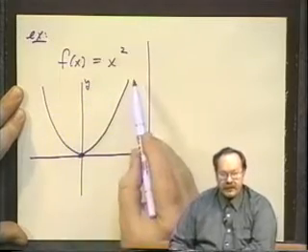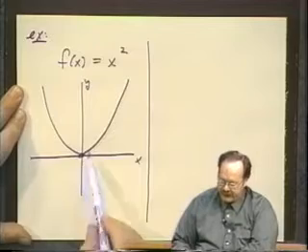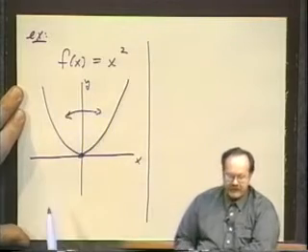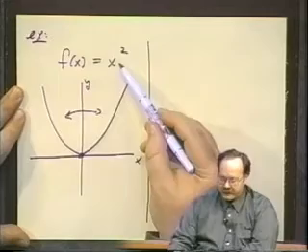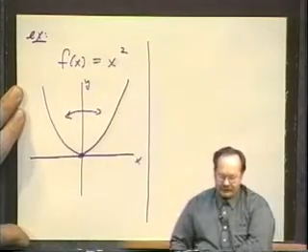It is what's called a parabola. We'll deal with that name a little later. And you can see that it is symmetric from left to right. And, of course, it's x squared. It's the classic even function.